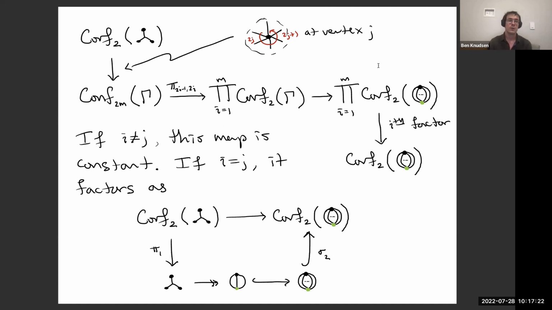Okay. So, well, that's good news because that space down there is contractible. And so we've factored our map that we would like to say is null through a contractible space. And so that's it.